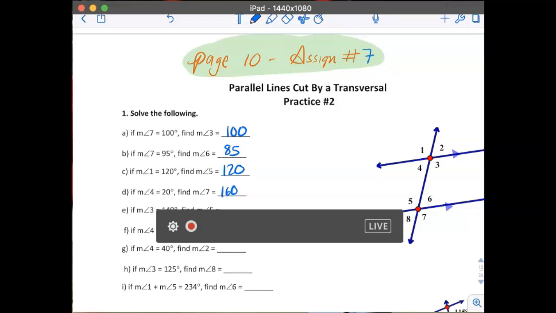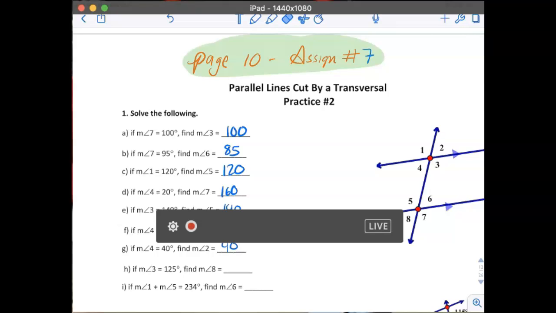Angle 3 is 140 degrees. What's angle 5? They're alternate interior, which are equal, so that would be 140 as well. If angle 4 is 30 degrees, what's angle 1? Well, there's a linear pair again. So 150 plus 30 is the 180, the linear pair. If angle 4 is 40 degrees, what's angle 2? There's vertical angles right there, so they're equal, 40.